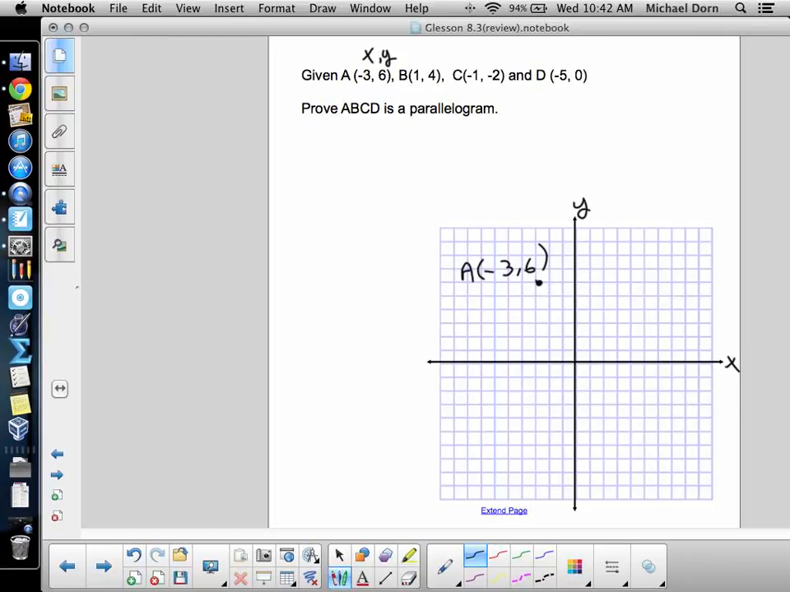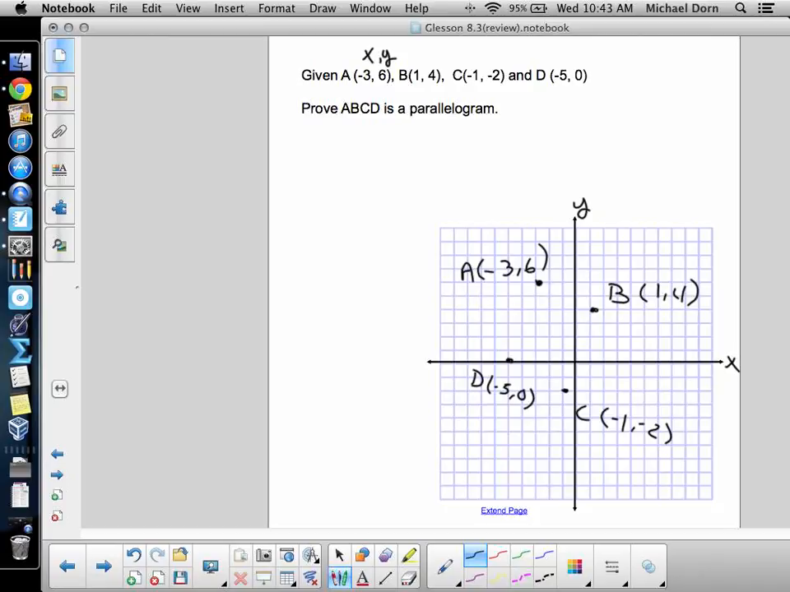And then to get to the point 1, 4, again, that's right 1, up 4. C is at negative 1, negative 2. And D is at negative 5, 0. Now, the quiz tomorrow does not have graph paper attached to it, but if you want to use a piece of graph paper with this type of problem, you may certainly get one and use it and just attach it to your quiz. All right? There's no rule against using graph paper.